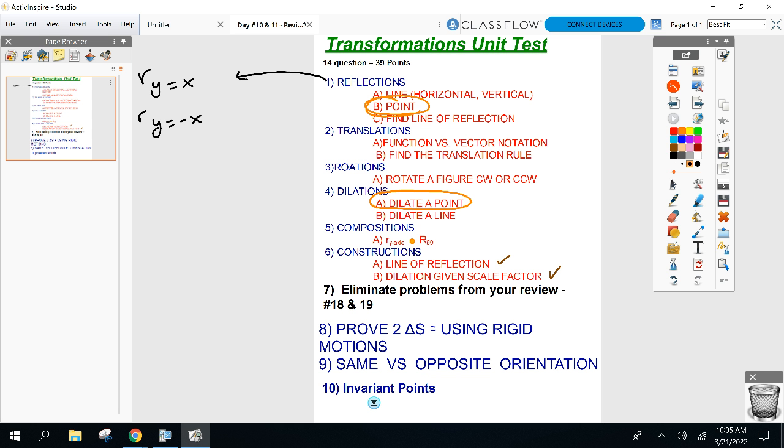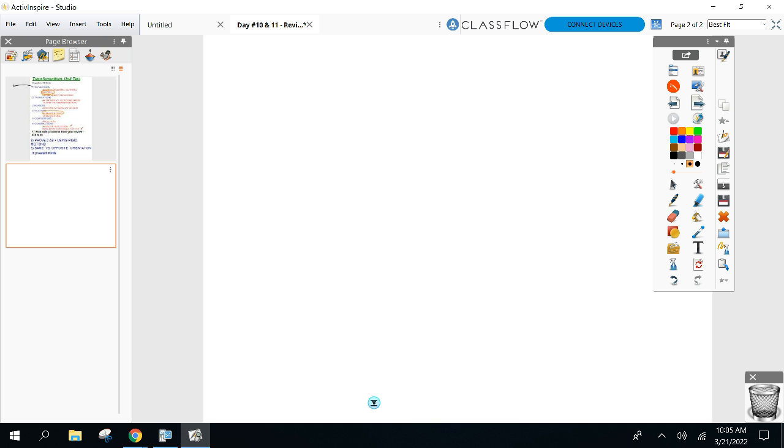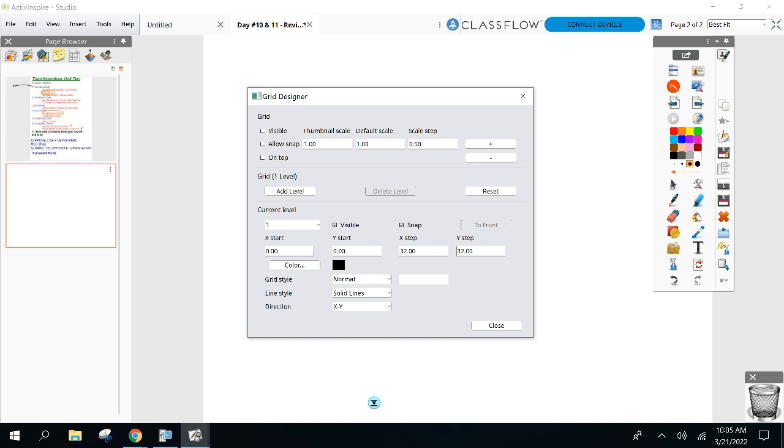Okay, make sure you know the difference there. All right, make sure we know the difference. Let me just go over it real quickly, actually, instead of talking about it.